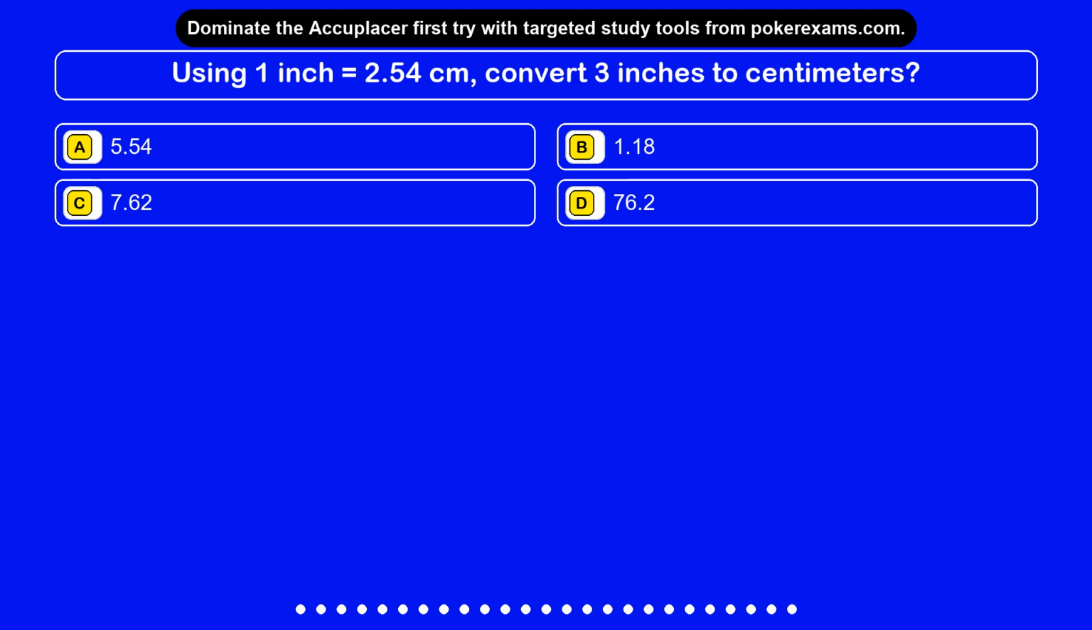Question 6. Using 1 inch equals 2.54 centimeters, convert 3 inches to centimeters? Option A, 5.54. Option B, 1.18. Option C, 7.62. Option D, 76.2.